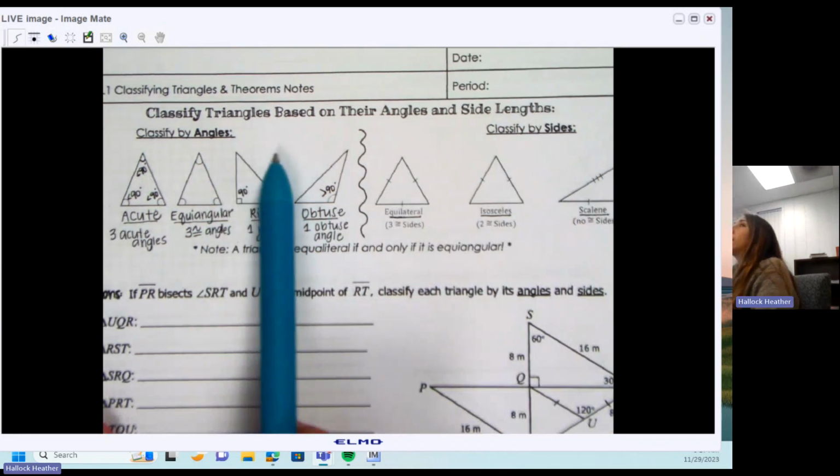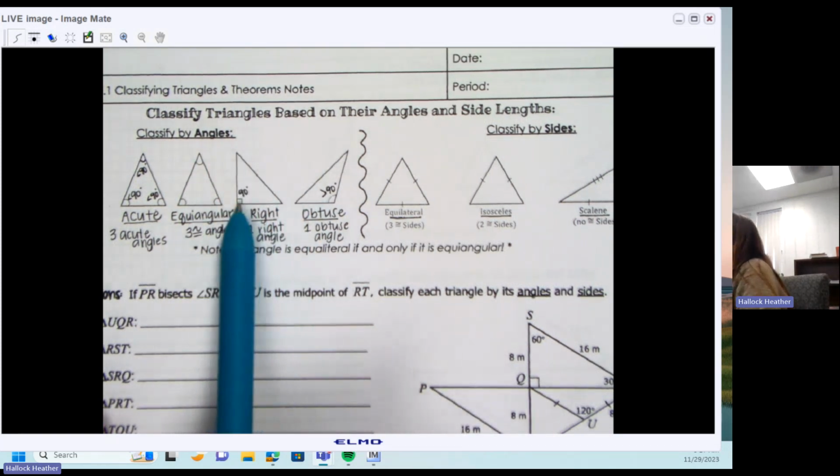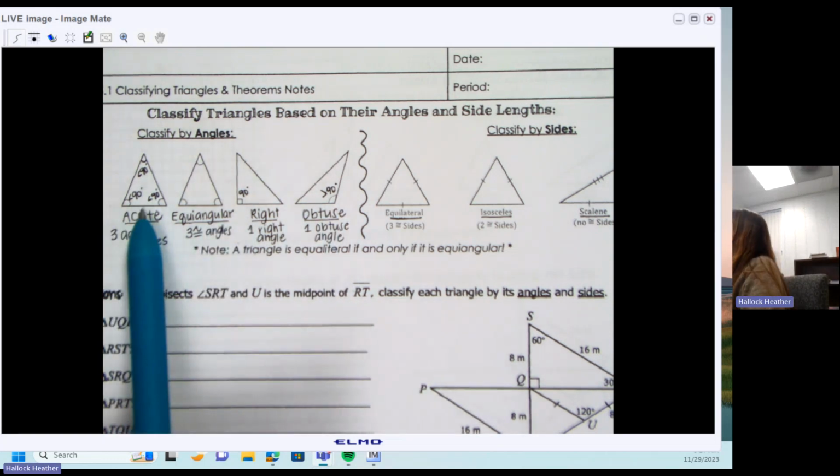You can also classify triangles by angles. The most common one is a right triangle. It has to have a 90-degree angle. An obtuse triangle has an angle that is larger than 90. An acute triangle has 3 small angles.